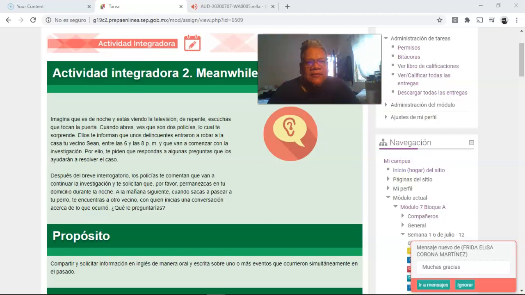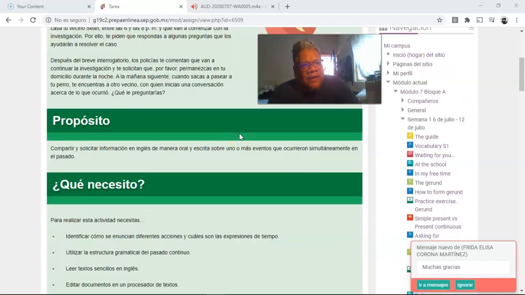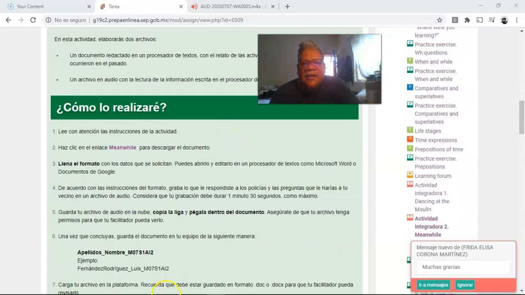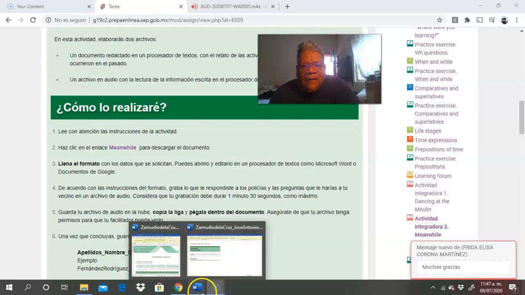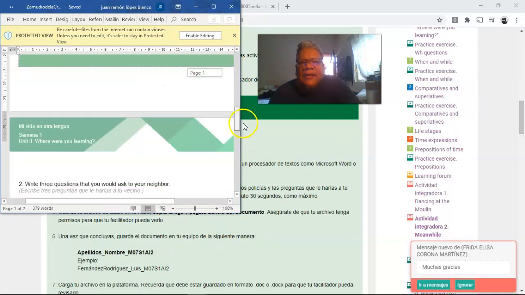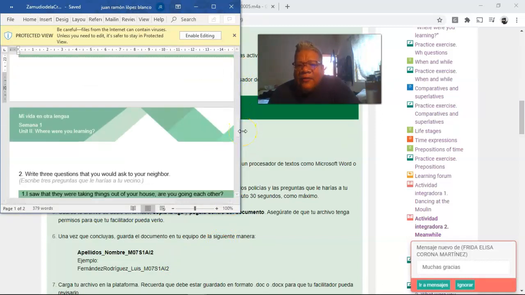What is the problem with this case? Another thing that I could tell you is that maybe you will feel lost in the last part of this because you have to take into account these things. I have this exercise, and in the end, it asks you to write three questions that you will ask your neighbor.